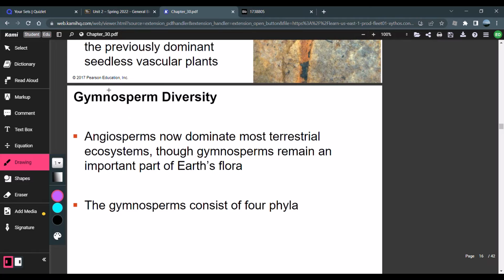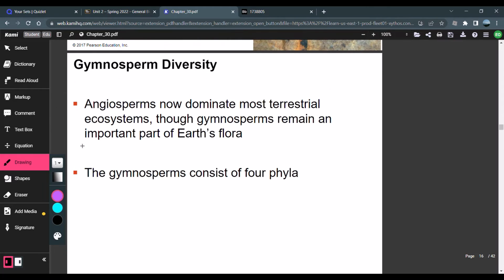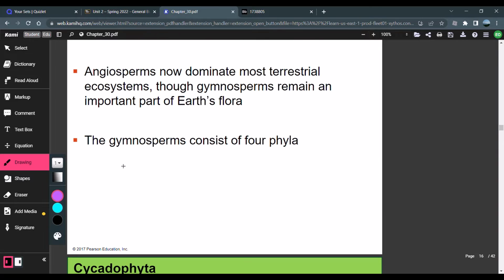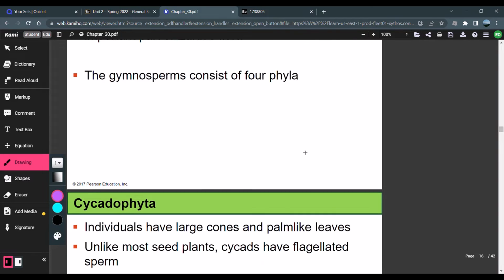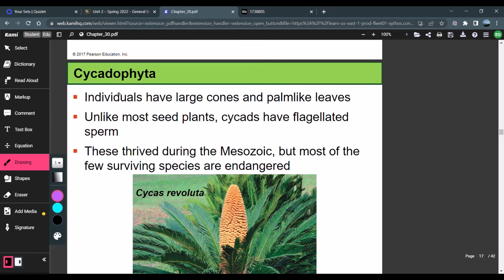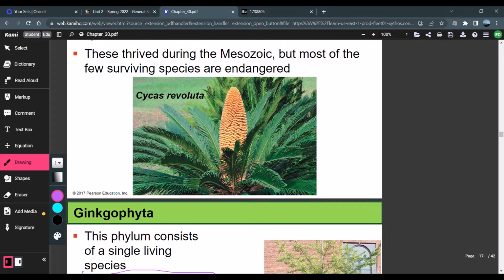Since gymnosperms are probably my favorite type of phylum, I like the gymnosperms. So we'll be talking about the gymnosperms, which consist of 4 phyla. The Cycadophyta: individuals have large cones and palm-like leaves. Unlike most seed plants, cycads have flagellated sperm. These thrived in the Mesozoic, but they had their time and they're now endangered.